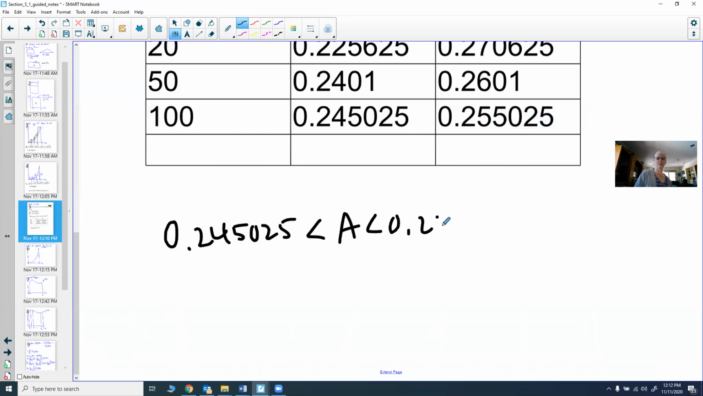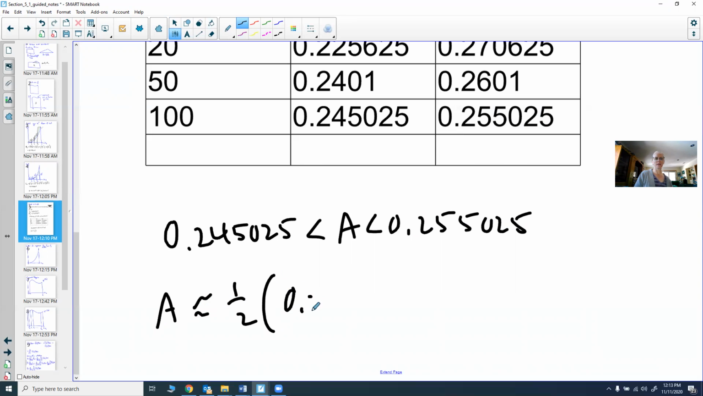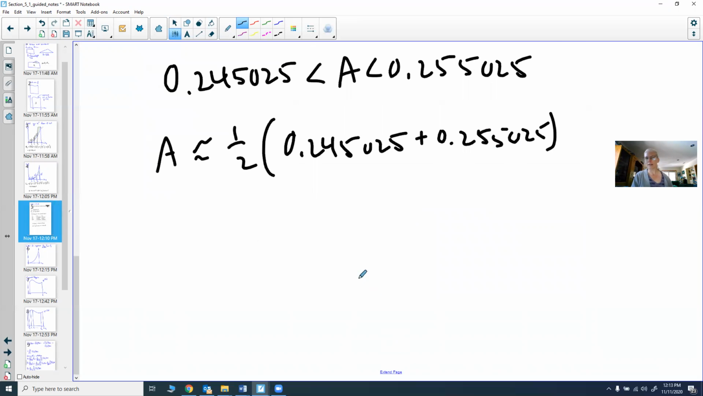and 0.255025. If I wanted to, like I said, I could get just a single estimate by just taking the average of these two. So add these two together and then divide by 2. And when I do that, I get 0.25. So it looks like that area is 0.25. That's what it looks like it might be.